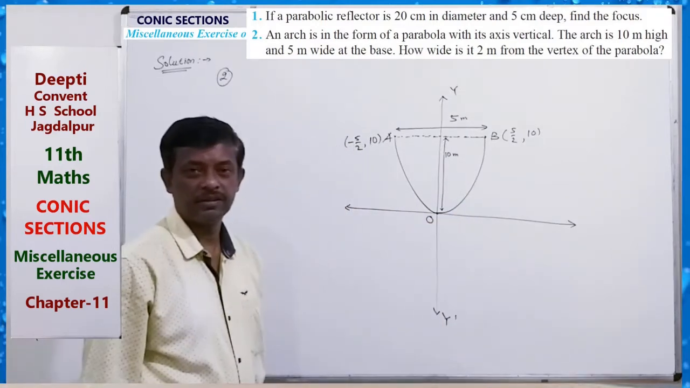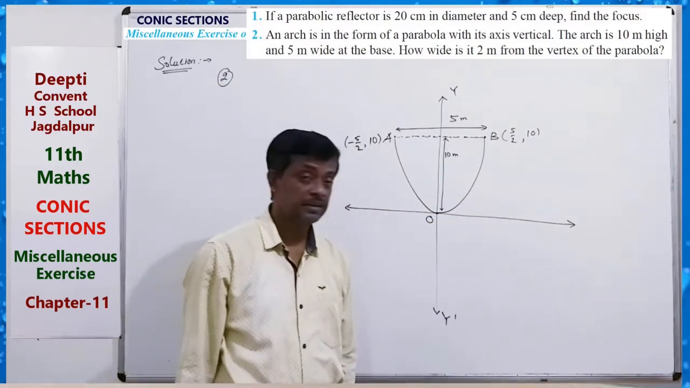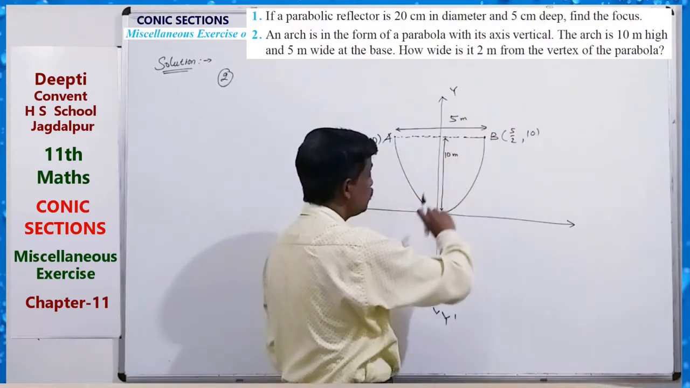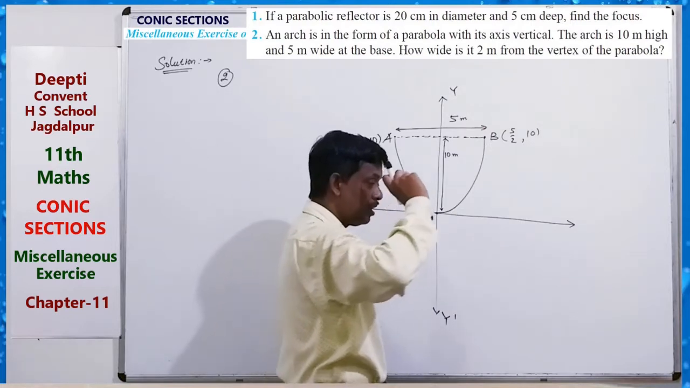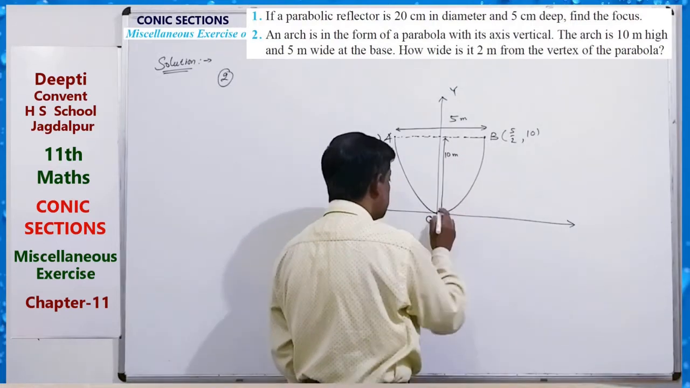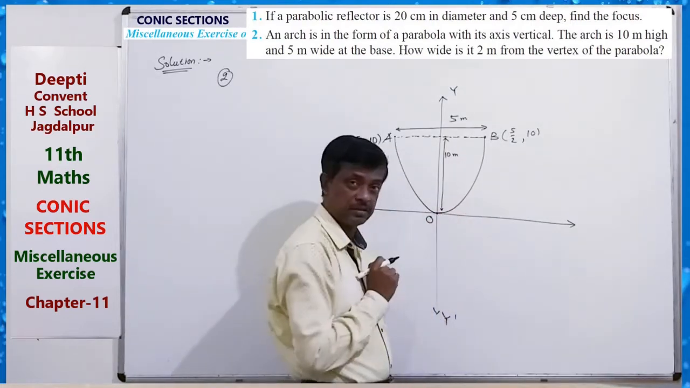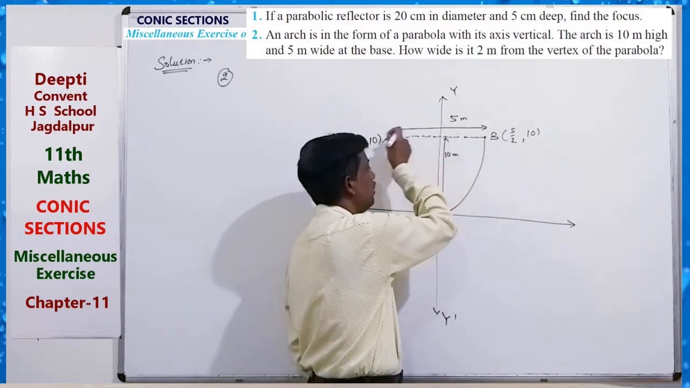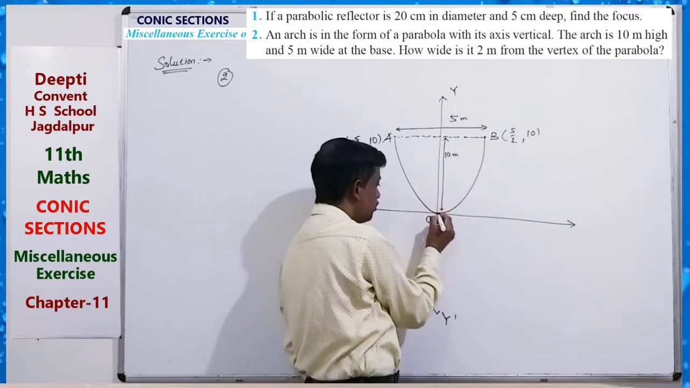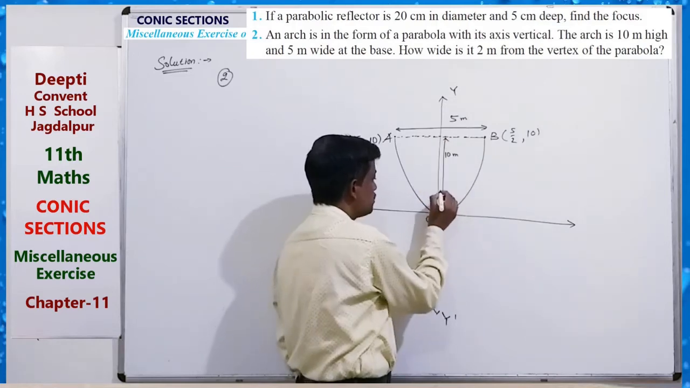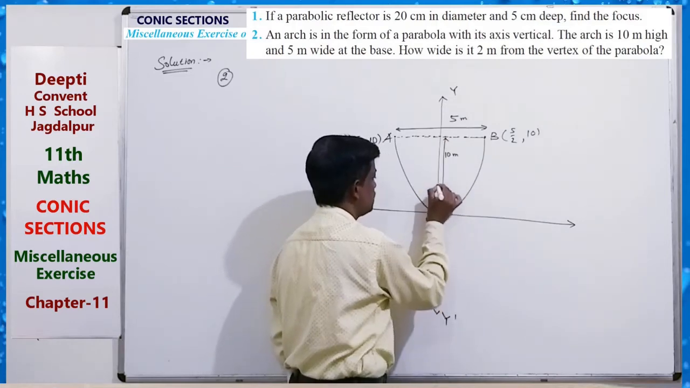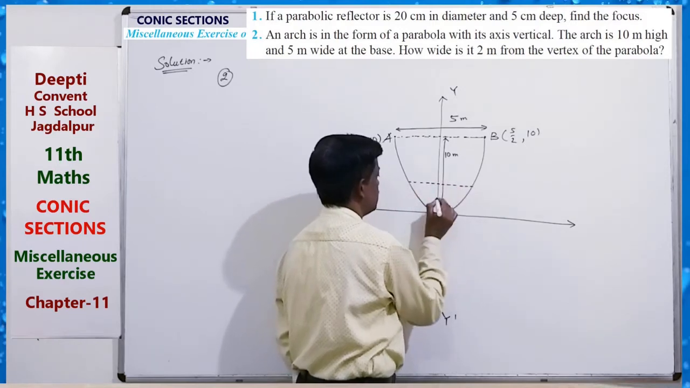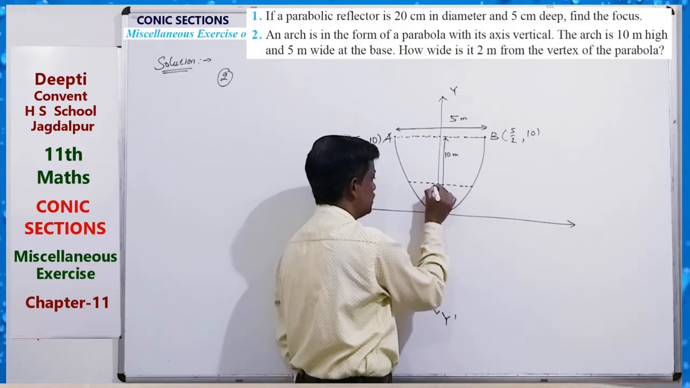So we have to find how wide it is 2 meter from the vertex. This is the vertex. Here the width is 5 meter at the base, which is 10 meter from the vertex. So suppose this is 2 meter from the vertex.